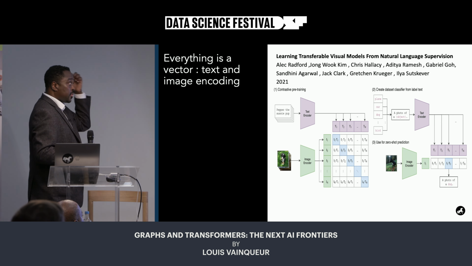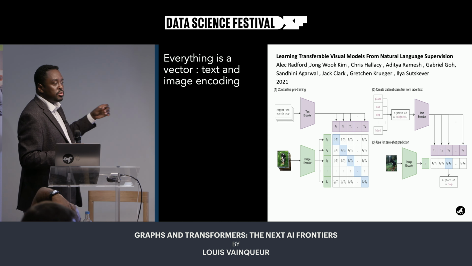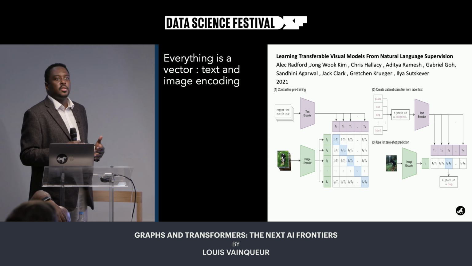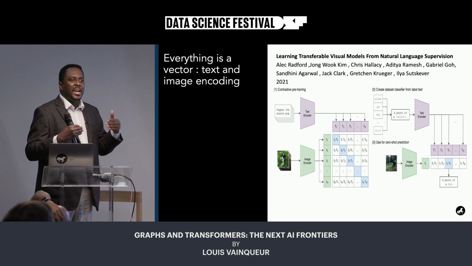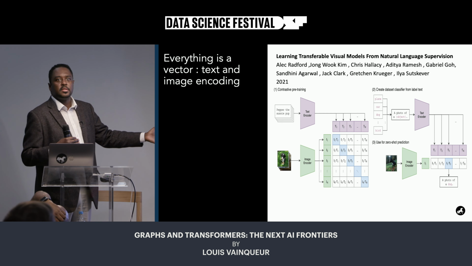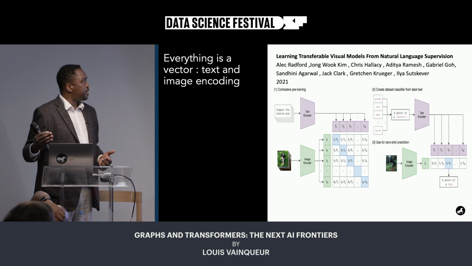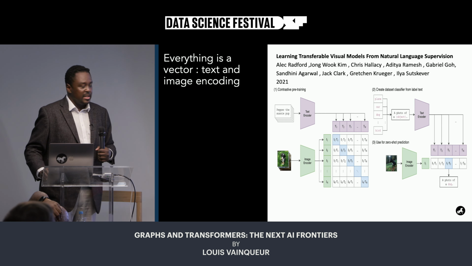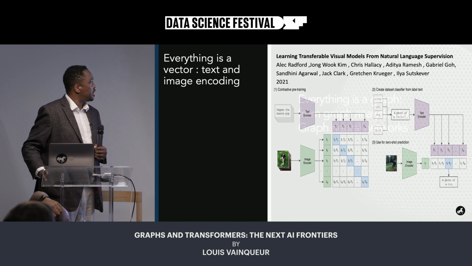Okay, and so they can use supervised learning or semi-supervised learning to basically create better and better representations, both of the text side and of the image side, and create better and better vectors. And that was also quite revolutionary.